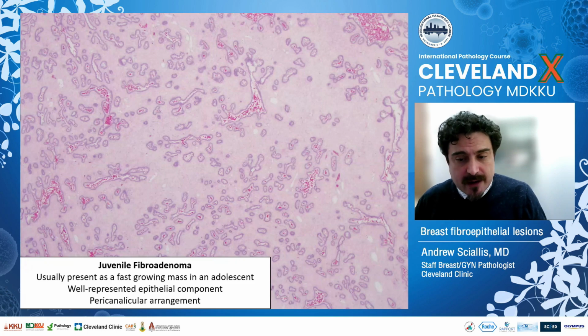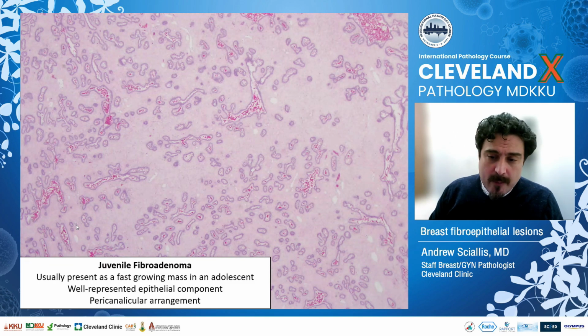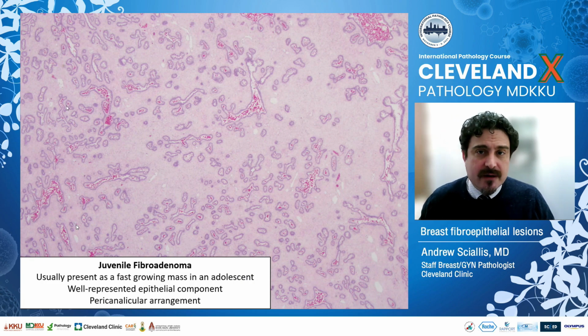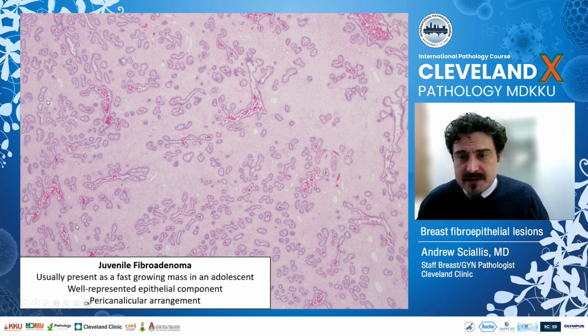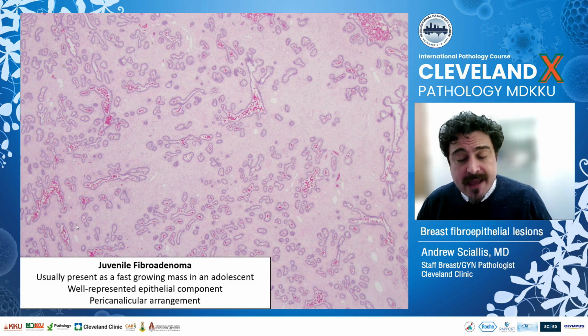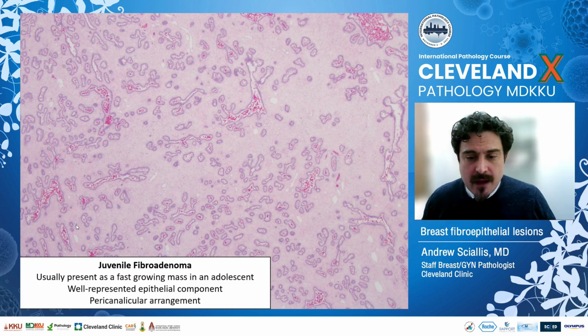And then juvenile fibroadenomas usually present in adolescence, and they tend to present as fast-growing masses. They often have a well-represented epithelial component in which you wouldn't really be thinking about a phyllodes tumor by virtue of the number of glands in the background. So there are no areas in which the stromal element is more than the epithelial element. They tend to have a pericanalicular arrangement rather than the intracanalicular one, so no leaf-like growth in these.